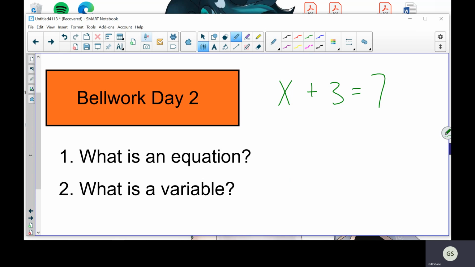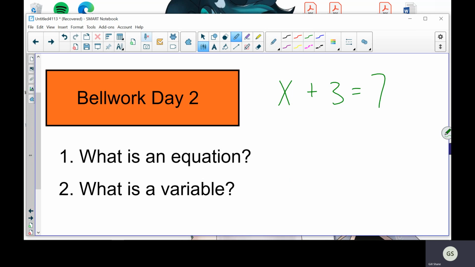Is that an equation? We said no. Somebody said yes, somebody said thumbs up. Somebody else said yes. Why or why not? What makes an equation an equation? Any idea?